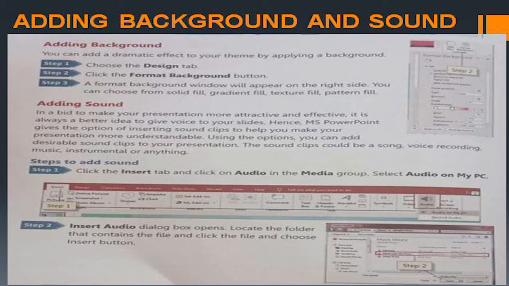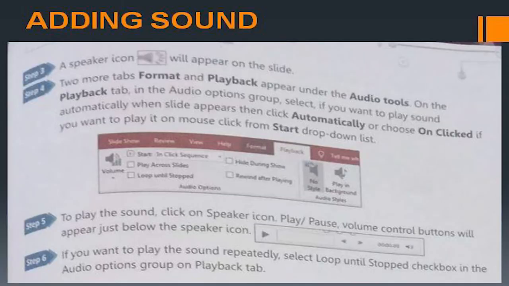Click on the Insert tab and click on Audio in the Media group and select Audio on My PC. The audio dialog box appears. Locate the folder that contains the file and click on the Insert button. Step 3, a speaker icon will appear on the slide. Two more tabs, Format and Playback, appear under the Audio Tools. On the Playback tab, in the audio options, select if you want to play the sound automatically or on click.